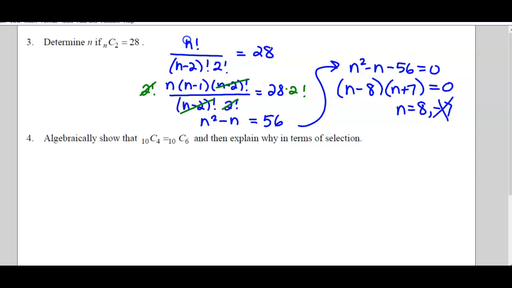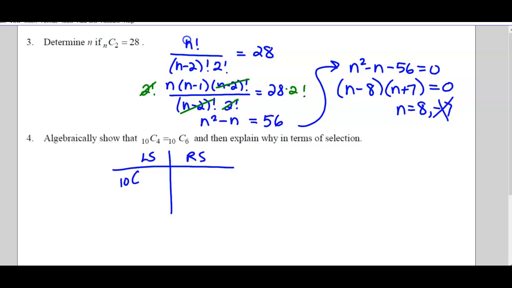Okay, so factor it, and then you choose the positive. Okay, then next one, algebraically show that those are equal. I'm just going to do a verification here.